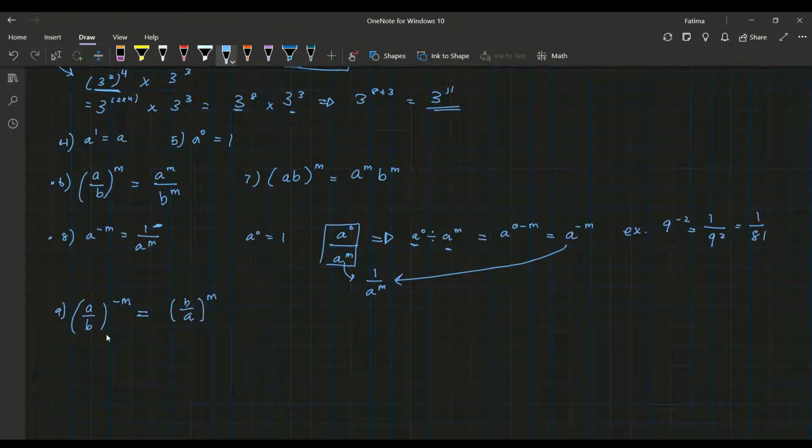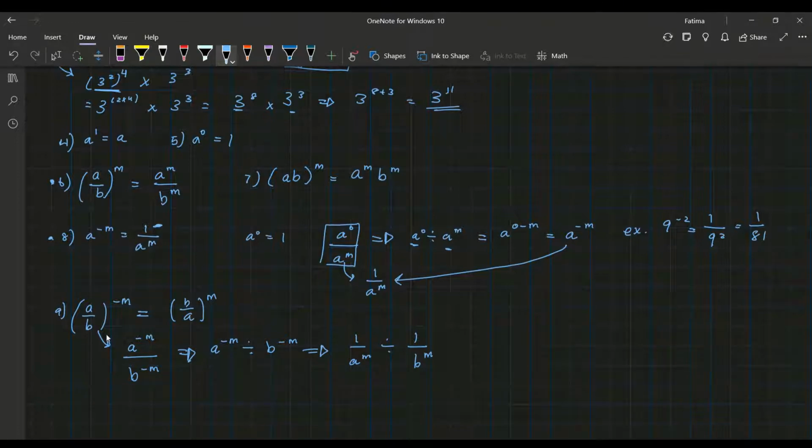Now the reason why is, let's break this down a bit. So applying rule number 6 over here, I would basically be getting a to the power minus m upon b to the power minus m. So that's essentially a to the power minus m divided by b to the power minus m. Now if I applied rule number 8 to both of these, that's 1 upon a to the power m divided by 1 upon b to the power m.